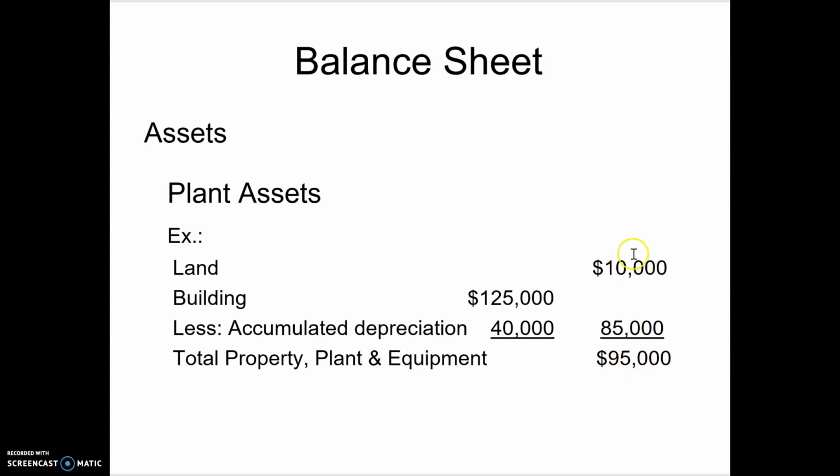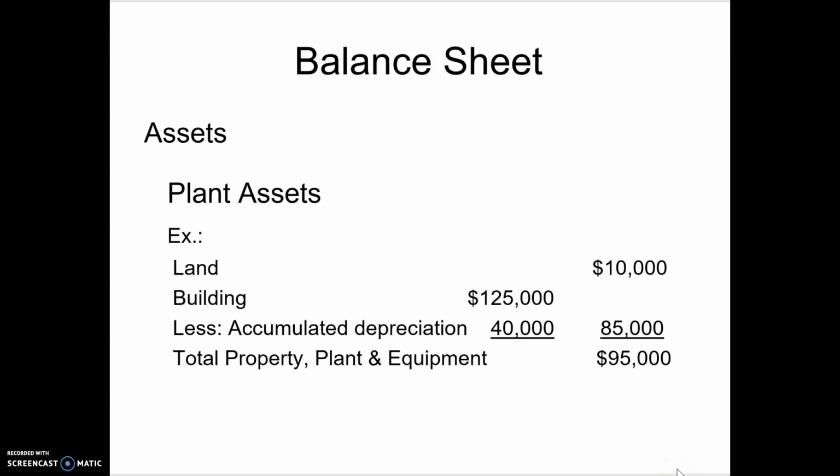And then you add together all of the book values to get the total property, plant, and equipment. And then you'll add together the current assets, the long-term assets, the plant assets, the intangible assets. Not all companies have intangible assets or long-term investments. And you'll get your total assets.